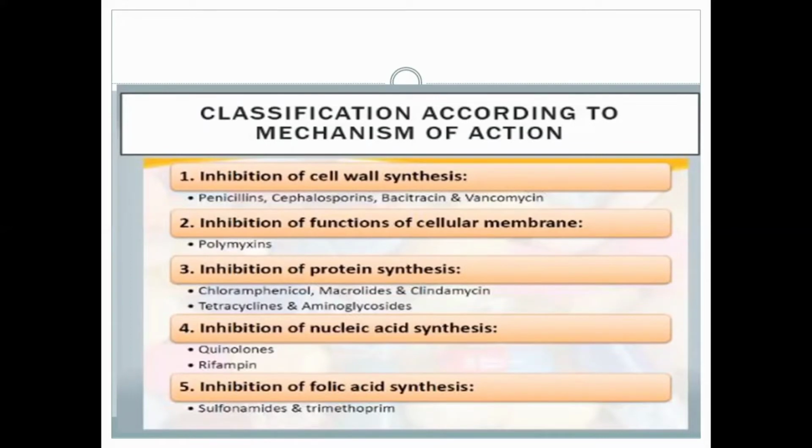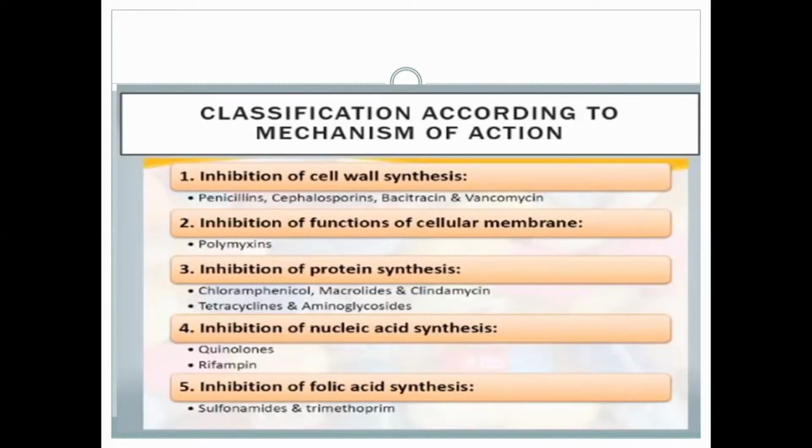Now, the major classifications according to the mechanism of action include the cell wall synthesis inhibitors, which are further classified into penicillin, cephalosporin, bacitracin, and vancomycin. Now, we need to know that penicillin and cephalosporin have other subdivisions, and we are going to focus so much on their classification so as to understand them. And number 2, we have the cell membrane inhibitors, which include the polymyxins.